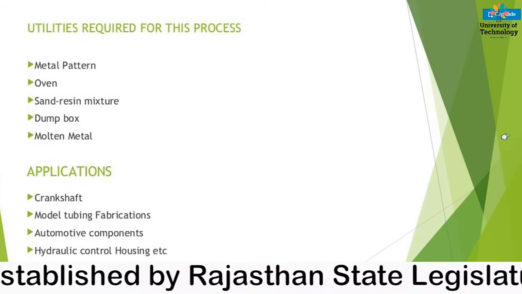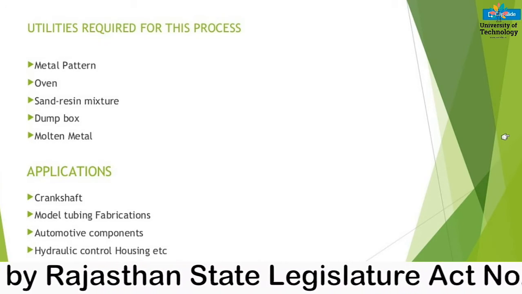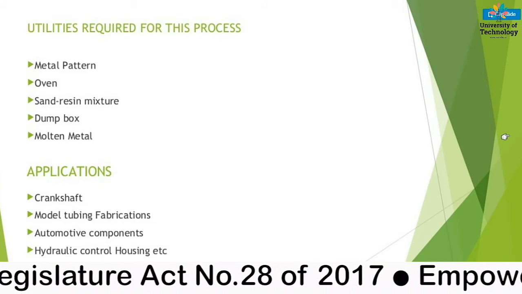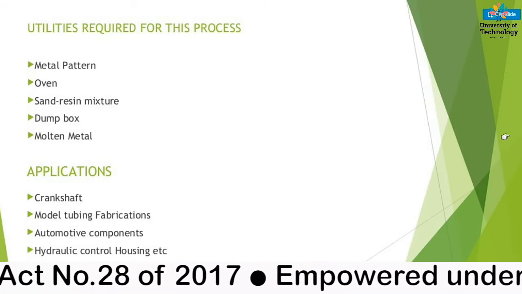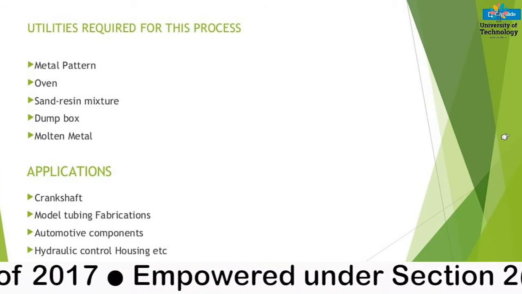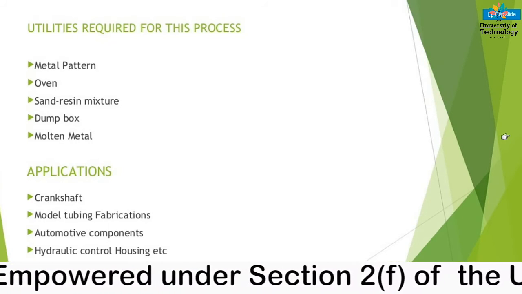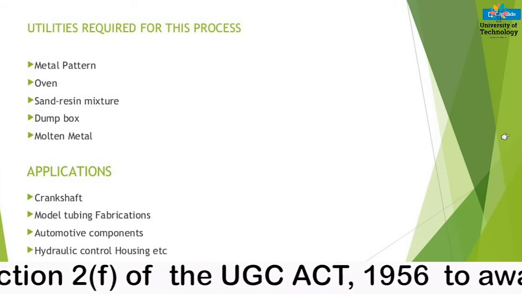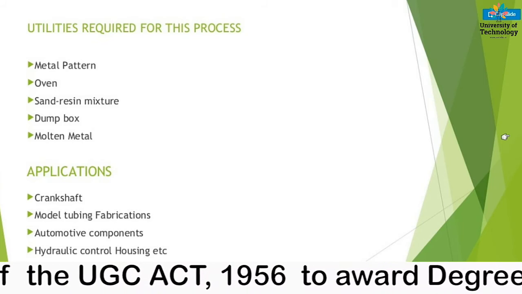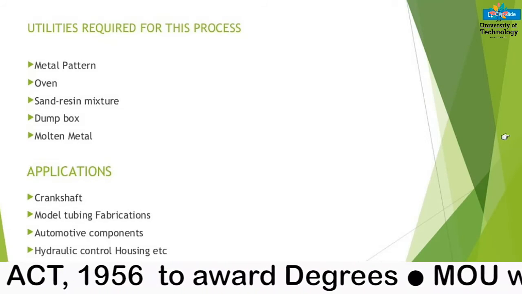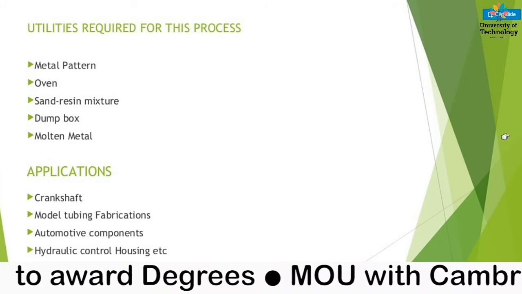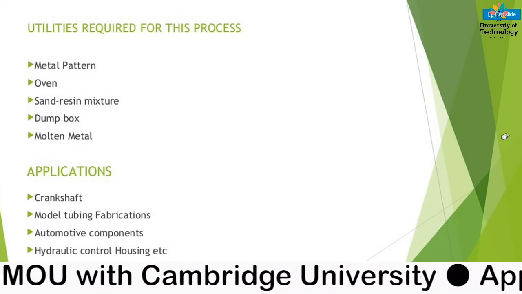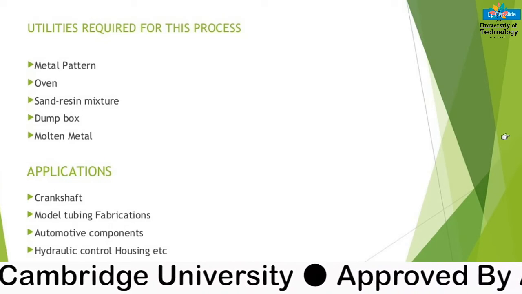Utilities required for the process. We want to complete this process, so the metal pattern is required, oven, sand-resin mixture, dump box, and molten metals. And the applications of shell mold castings are crankshafts, tubing fabrications, automotive components, hydraulic control housings, etc. Many parts are manufactured by shell mold casting. They require higher accuracy.